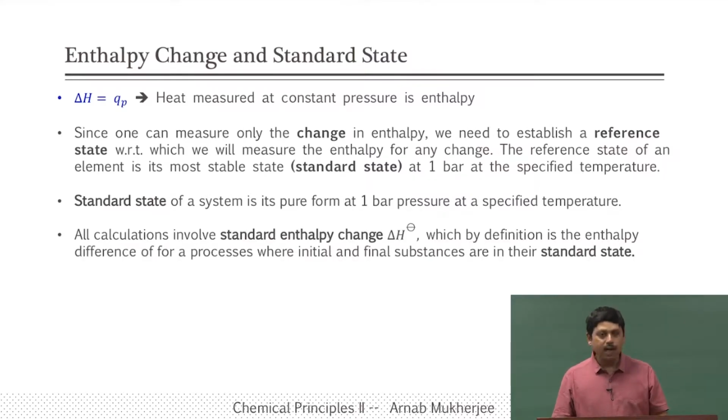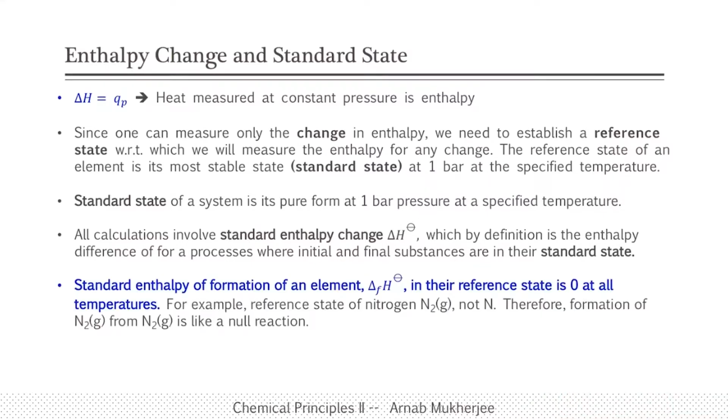When you calculate this enthalpy change, we always use the standard state, so that we get the standard enthalpy change. Standard enthalpy change is denoted as delta H with this particular sign, which by definition is the enthalpy difference for a process where initial and final substances are in their standard states. That automatically means that the standard enthalpy of formation of an element in its reference state is 0, because that is the reference point from where we are starting. So the formation of nitrogen gas at 1 bar pressure will be 0, because that is the reference state.